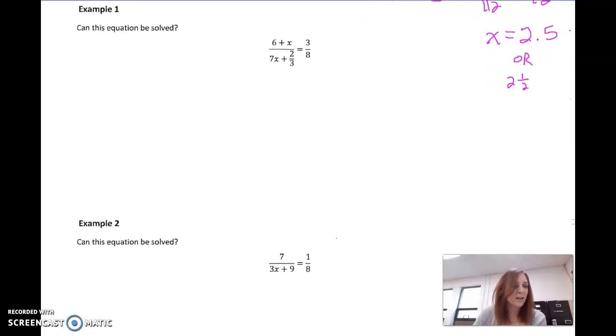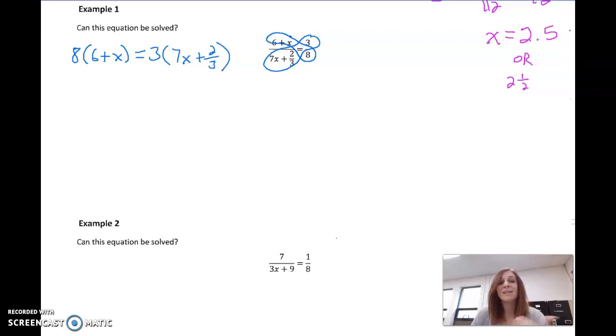So for all of these we are going to use the cross products property, but here's where you have to be careful. I'm going to go 8 times (6 plus x) in parentheses. If you have a multiple-term expression, you have to put it in parentheses, because it's not 8 times 6 or just 8 times x. It's 8 times the whole thing. And that's going to be equal to, then we circle the other diagonal ones, 3 times (7x plus 2/3).